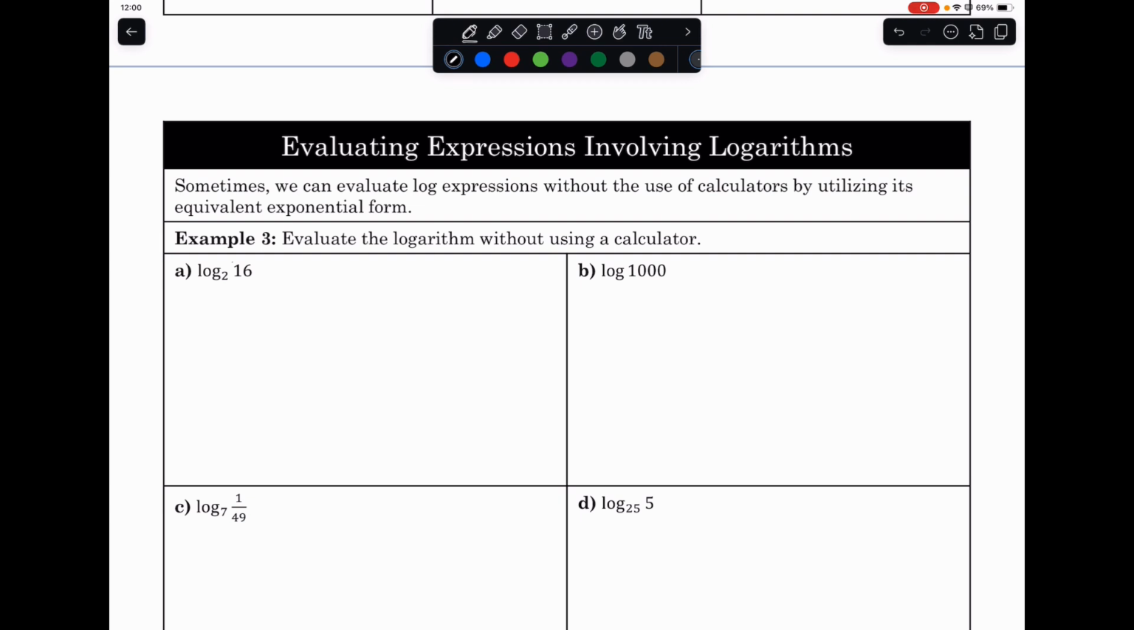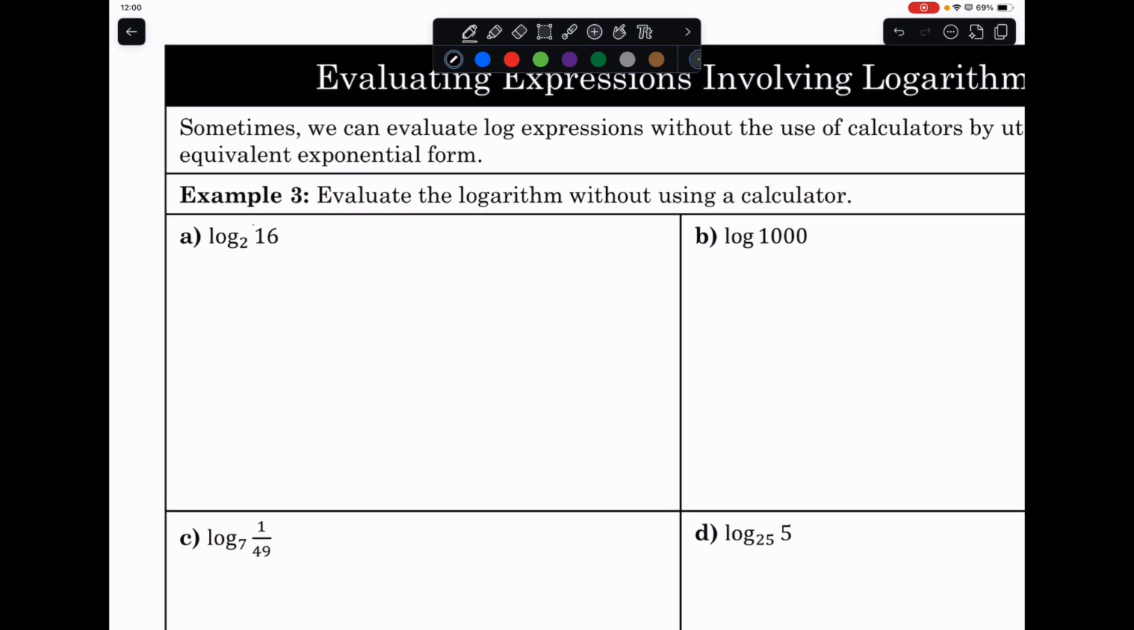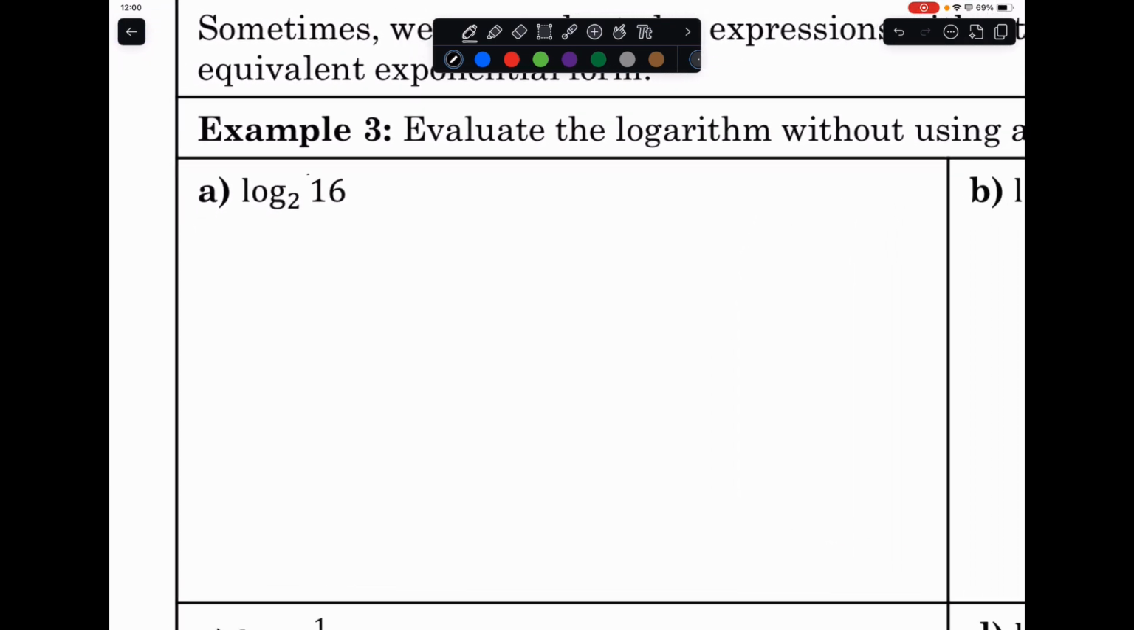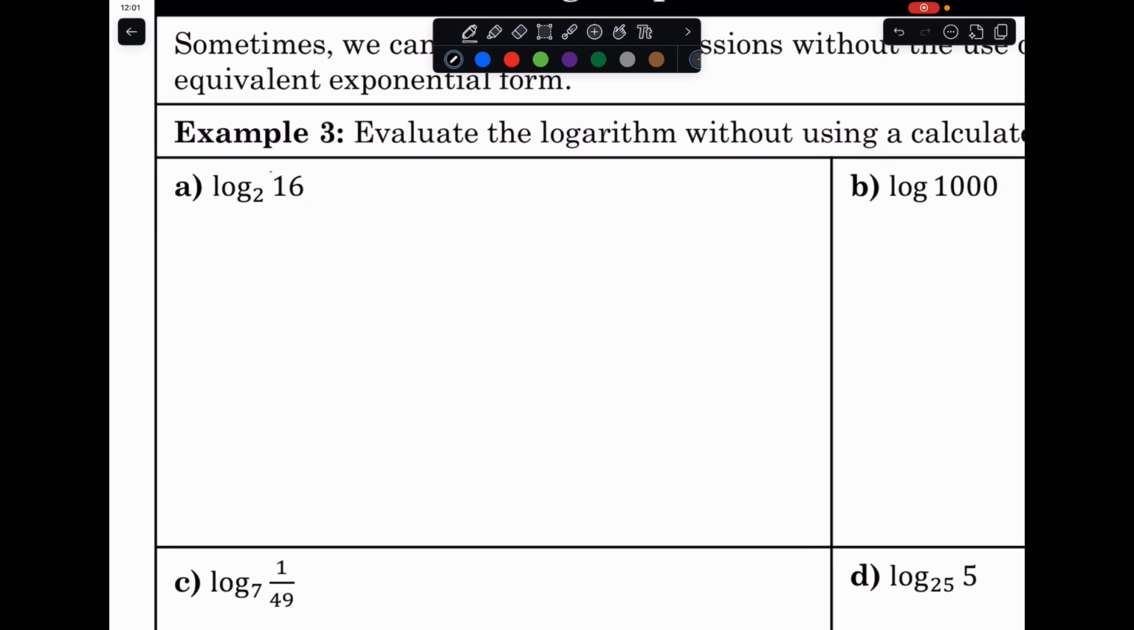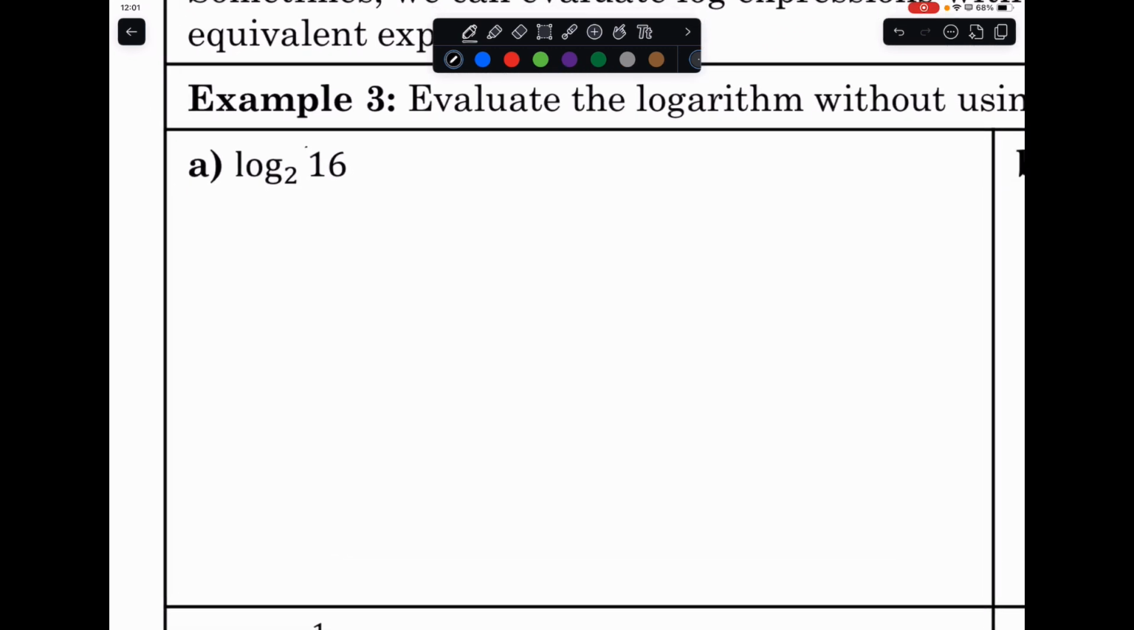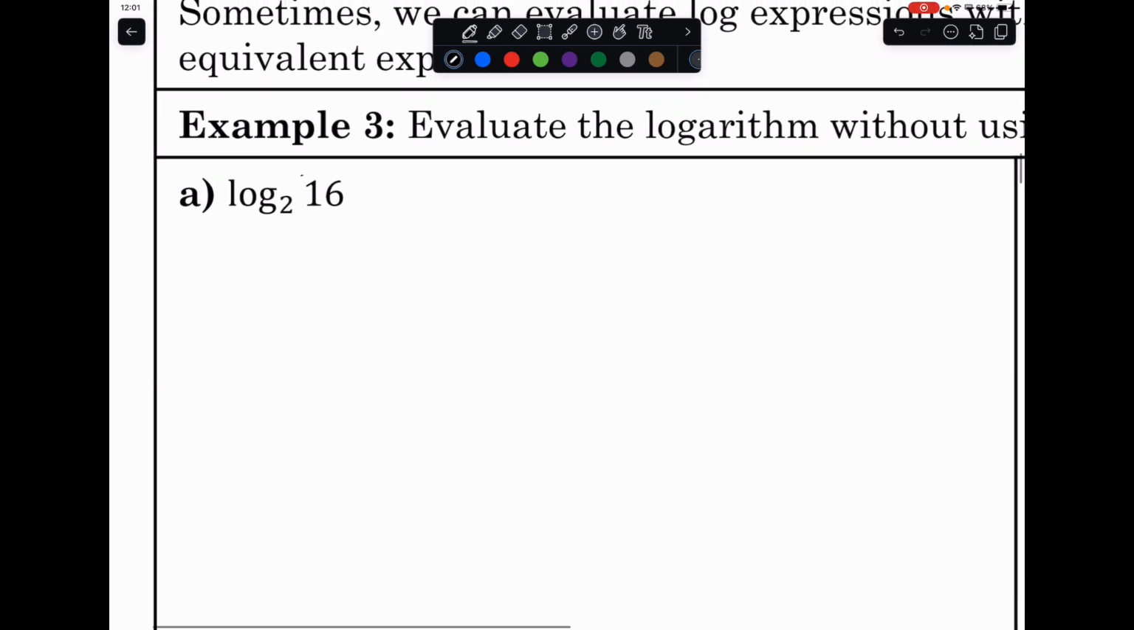Let's now apply again the equivalency of a log with an exponential expression. We can apply this to evaluate log expressions without the use of a calculator. So let's look at example 3, letter A. Here we're asked to evaluate the log without a calculator: log base 2 of 16. Let's say that it's going to equal some value y. So we're trying to figure out what the value of y is.